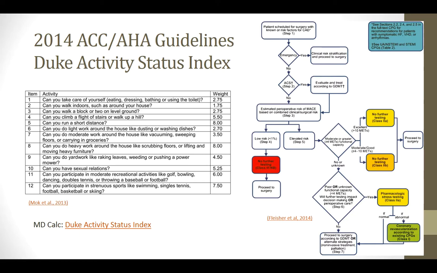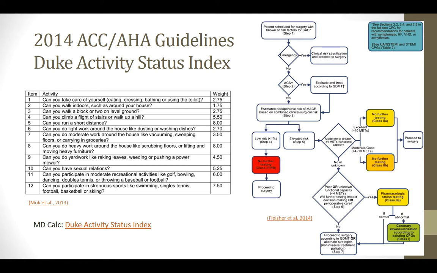If the answer is no, then you're going to estimate the risk of MACE, which is major adverse coronary events. And again, that's going to be based on your clinical and surgical risk. So there is a low risk category and an elevated risk category. If the patient is low risk, we don't do any further testing and they can go to surgery. If the patient falls into one of those elevated risk categories, the next thing we do is look at their functional capacity.